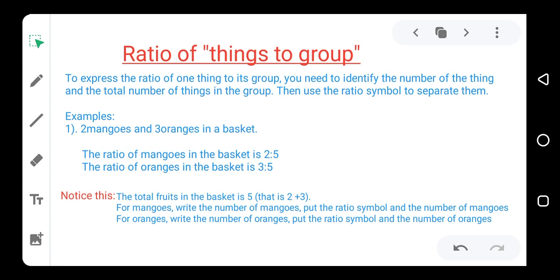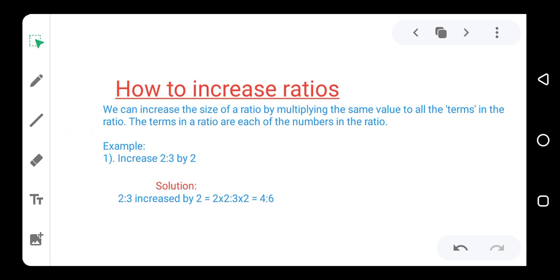So you can now see the difference between writing the ratio of tens to tens and tens to their group. In the group, we take the total number of the tens in the group, and then we compare the individual tens in the group with the total number of tens in the group. So that is the difference between the two of them. So it depends on what they ask you to look for.